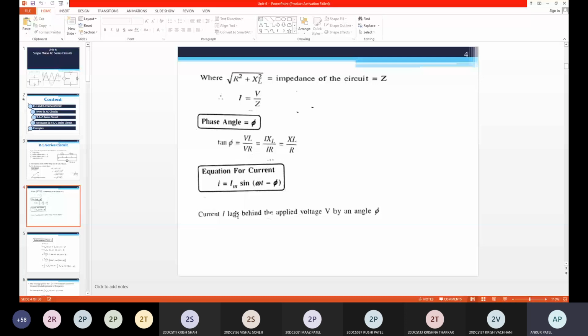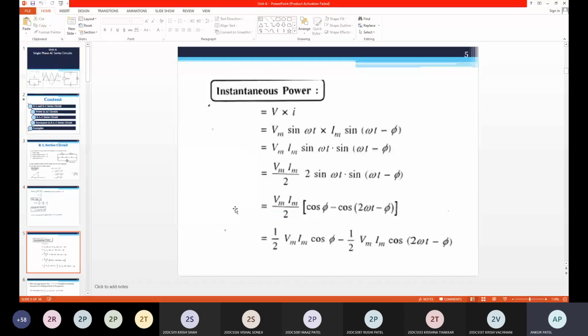Instantaneous power is nothing but the product of voltage and current. P is equal to V into I. By substituting, Vm sin omega t into Im sin omega t minus phi. Now multiply and divide by 2: Vm Im by 2 into 2 sin omega t into sin omega t minus phi. We know 2 sin A sin B is cos of A minus B minus cos of A plus B. So Vm Im by 2 into cos phi minus cos of 2 omega t minus phi.